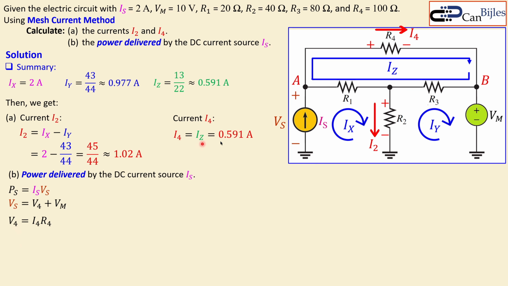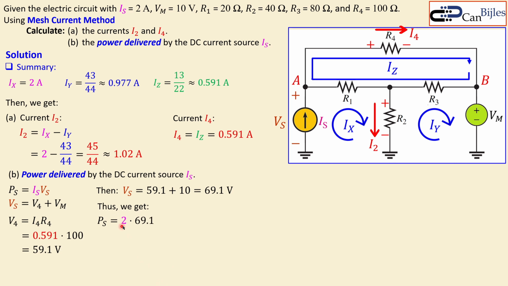What is I4? That's shown here, 0.591. What is R4? It is shown here, 100. So let's multiply that. You will get 59.1 volts. We know Vm is 10, so Vs will be 59.1 plus 10, which is 69.1 volts. So we now know what we needed to calculate the power PS delivered by the current source Is. Then we get 2 times 69.1, which is 138.2 watts.